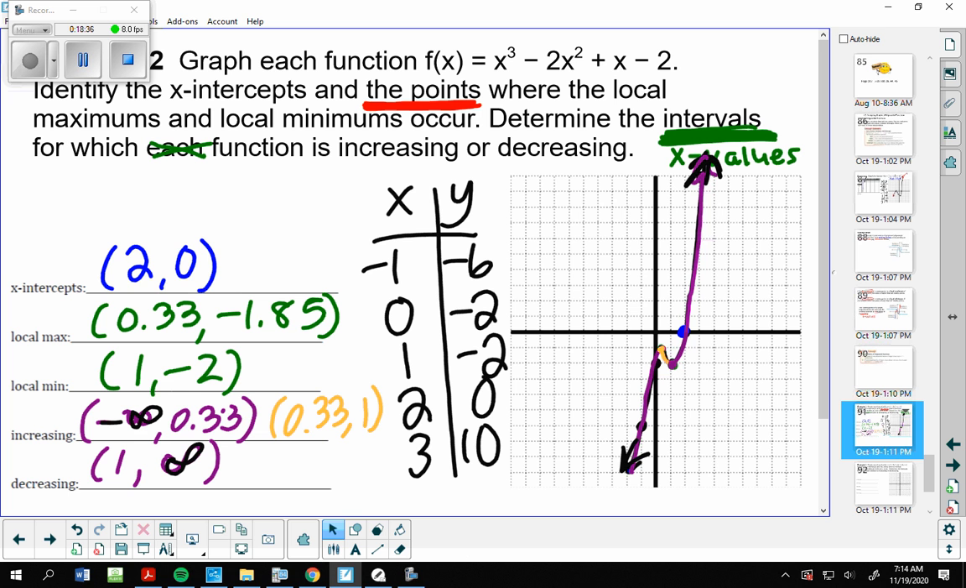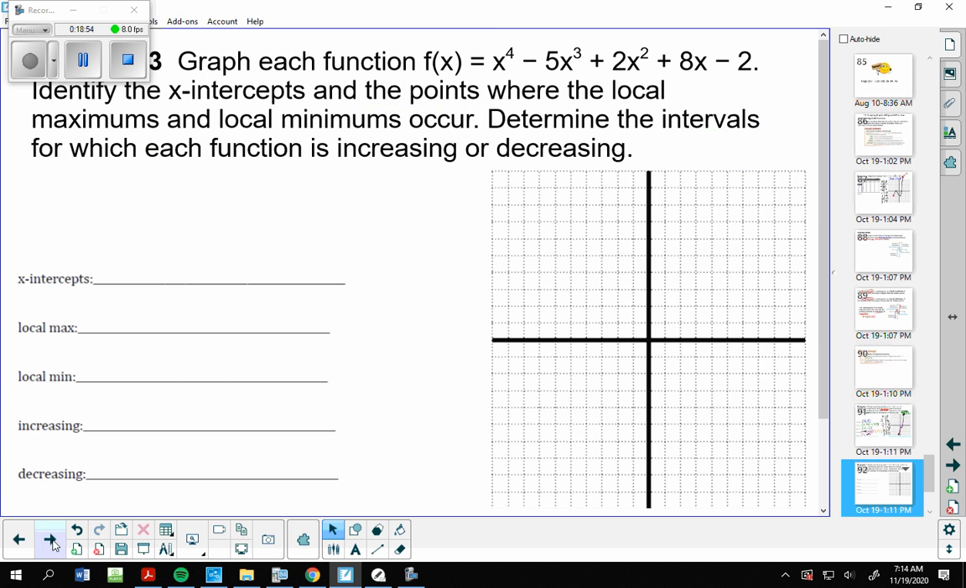Okay, let's do another polynomial. This is the last one. It is a little more intense. There's going to be a lot more tracing on the calculator, and then we'll end the lesson with even and odd functions. All right, so let's plug that in our calculator.